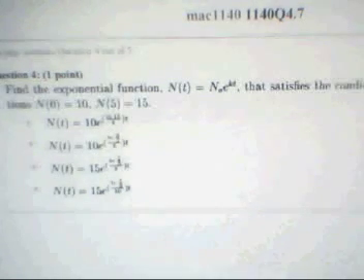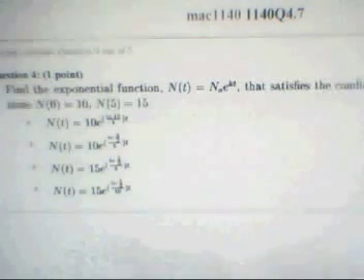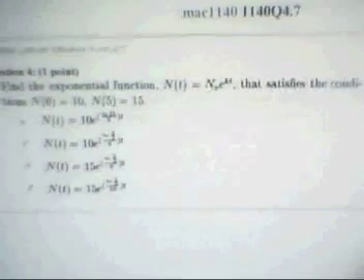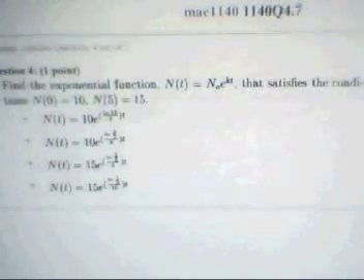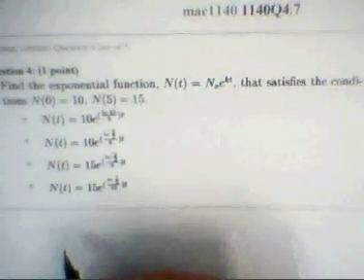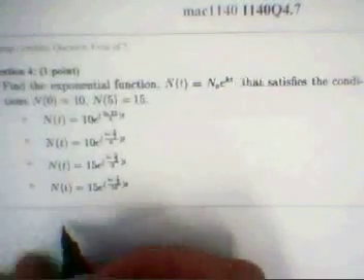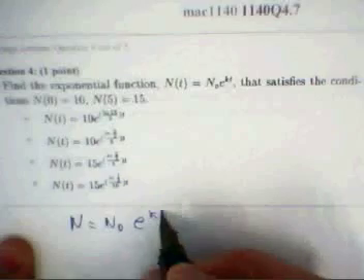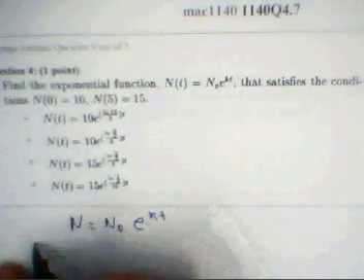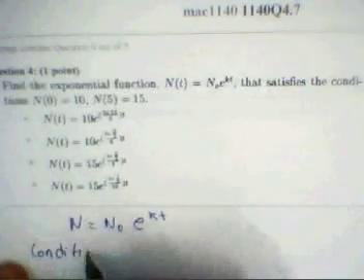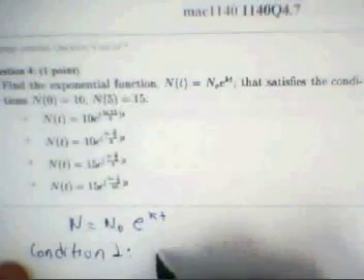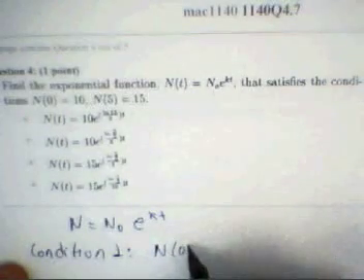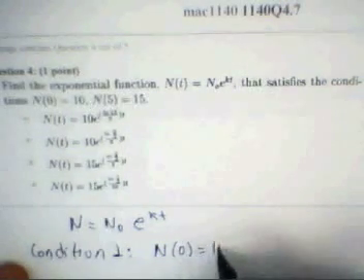Now we're going to study how to find an exponential function according to certain conditions. So in this case we have an exponential function that follows the form N equals N sub naught e to the kt. We have condition 1, that N evaluated at 0 equals 10.